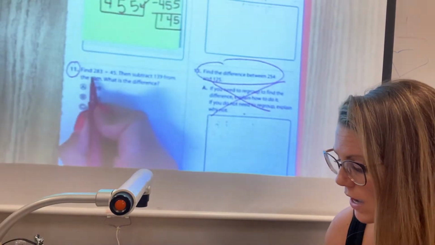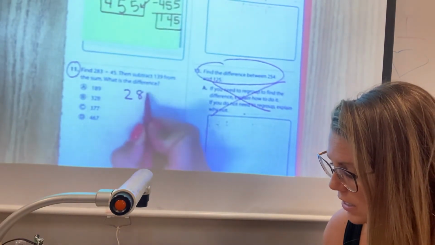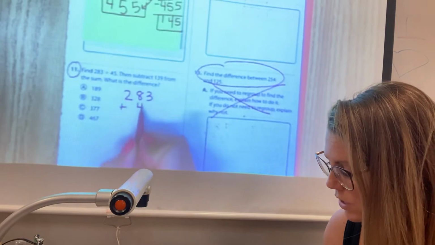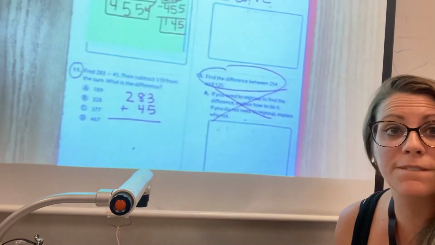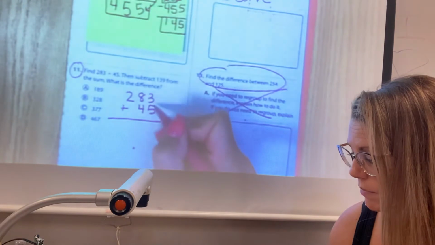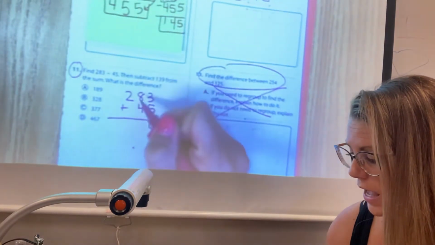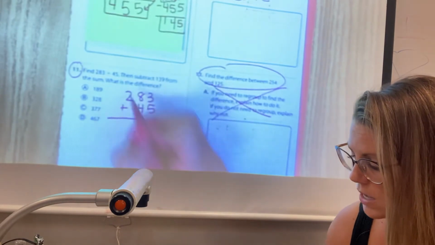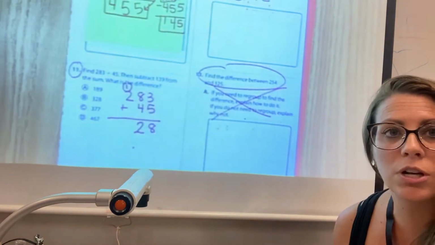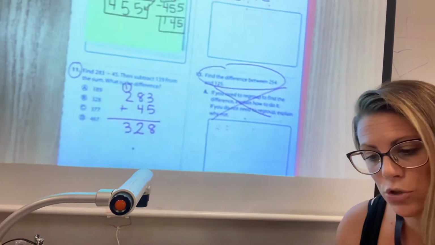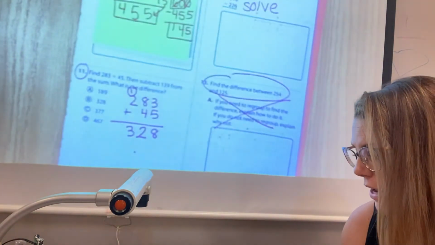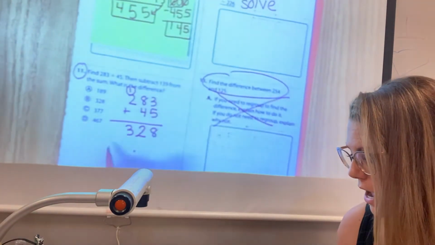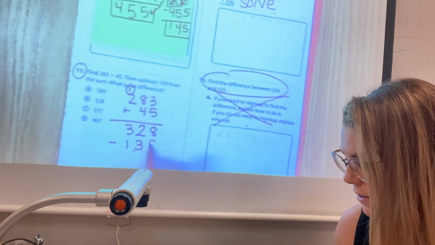It says find 283 plus 45. That's our first step. 3 plus 5 equals 8. 8, 9, 10, 11, 12. Put down the 2, carry the 1. You should have gotten 328. But then it wants you to subtract 139.